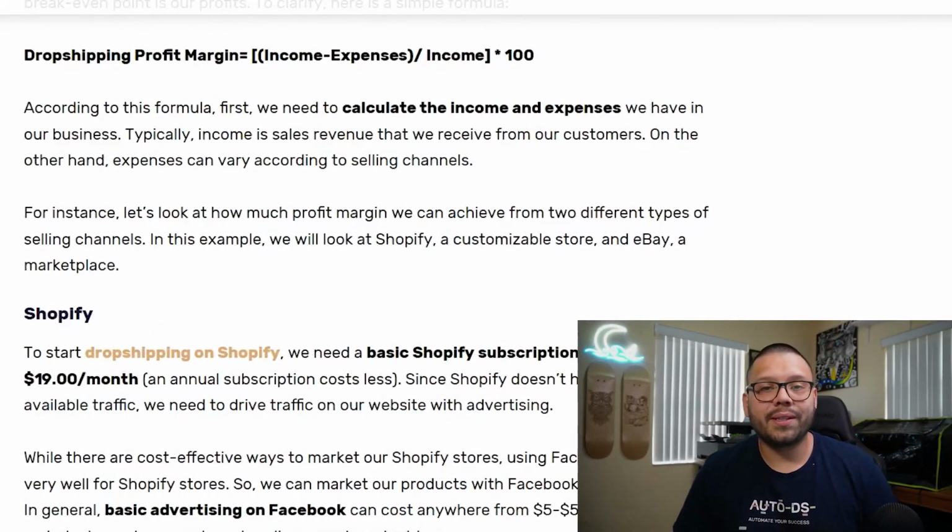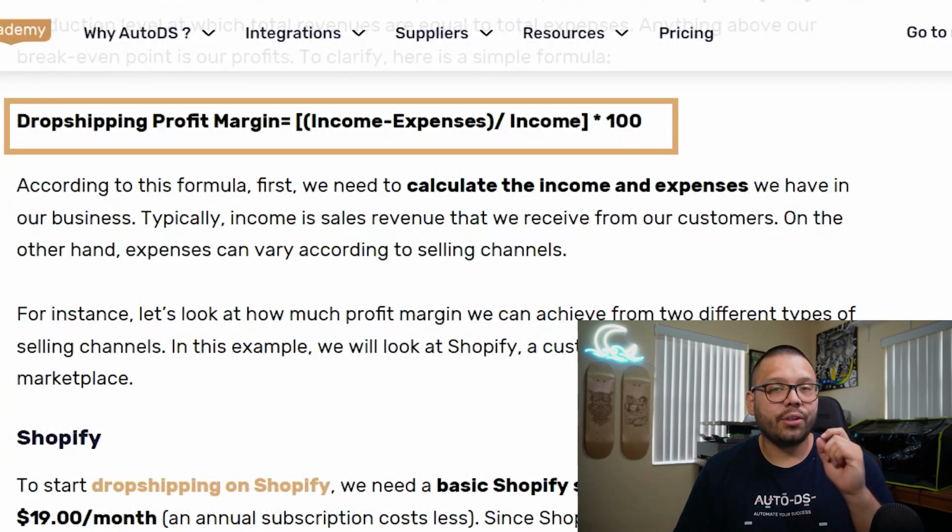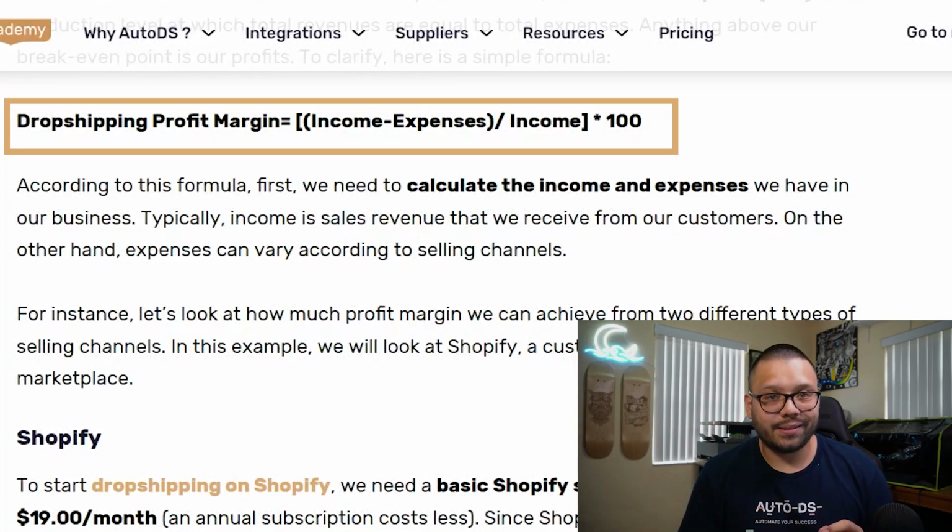Now, there's one simple formula that's going to tell you exactly what your dropshipping profit margin is. And that's going to be this: dropshipping profit margin equals your income minus your expenses, divided by your income, multiplied by 100. So let me give you a quick example of how that works with something like Shopify and having a monthly plan, because this is where things can start to get a little bit complicated.